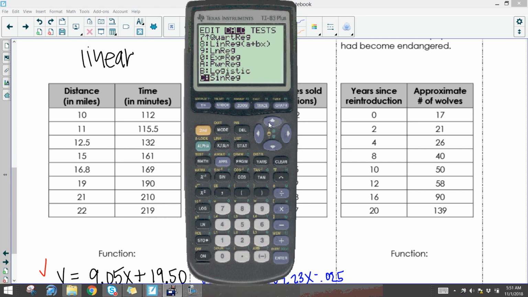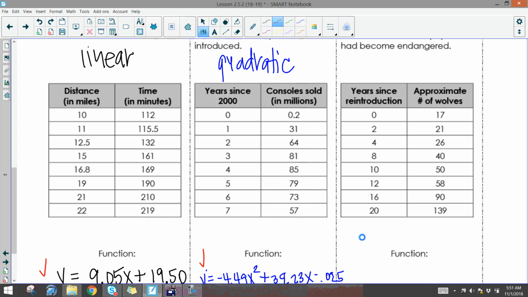Option number 0 is exponential regression. So I'm going to hit 0. Again, tell it where to put your line of best fit. So vars, arrow over to y vars, function y1. Go ahead and hit enter. And it's looking like we have an A value of 17.10 and a B value of 1.11.